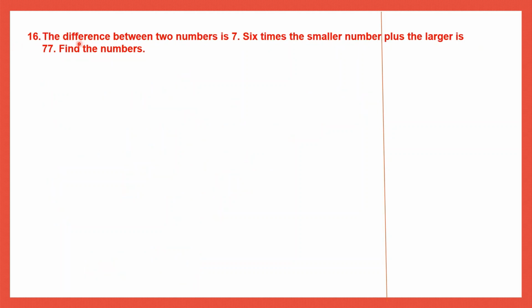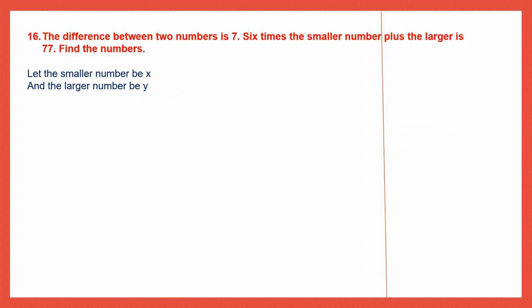Question 16. The difference between two numbers is 7. 6 times the smaller number plus the larger number is 77. Find the numbers. So with the first statement, we're going to make one equation. With the second statement, we're going to make another equation and then find the numbers. So let's begin. Let the smaller number be x. Remember there are two numbers and we have to find those. So let the smaller one be x and the larger number be y.